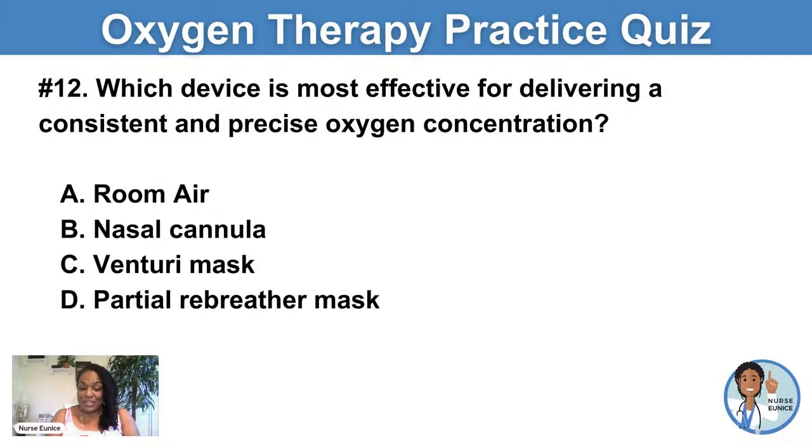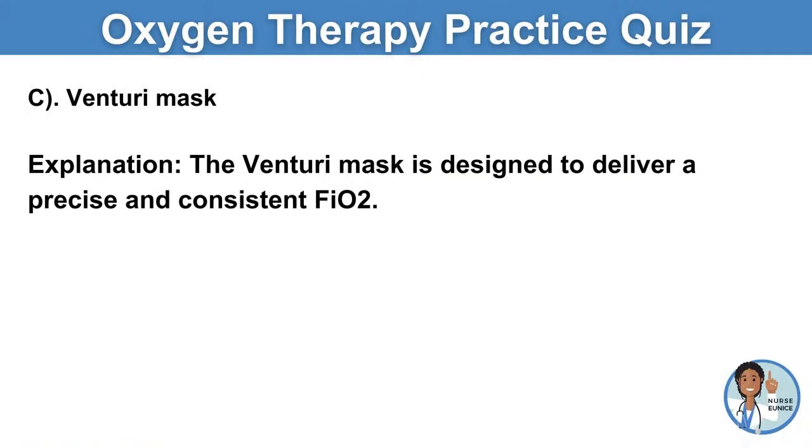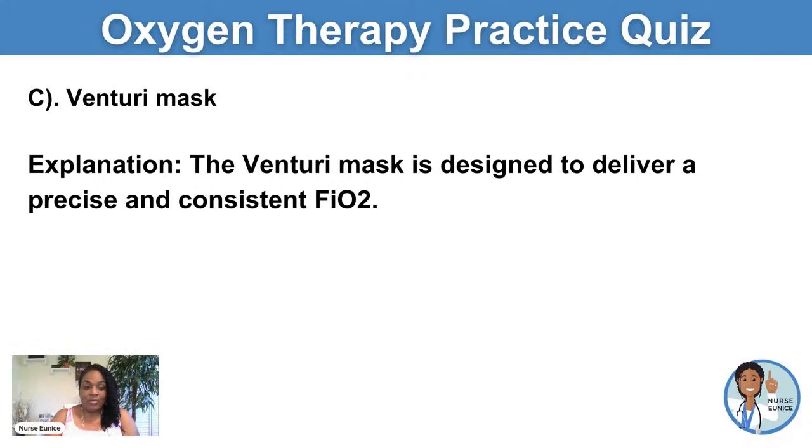So this one was tricky, you all. Here's the response. It is C, it's the Venturi mask. It is designed to deliver precise and consistent FiO2. Remember, it has the different color valves. So if I want my patient to receive 28%, I will get the valve that's marked 28%. I will put it on the mask, attach it, and that would ensure that our person is receiving 28% FiO2.